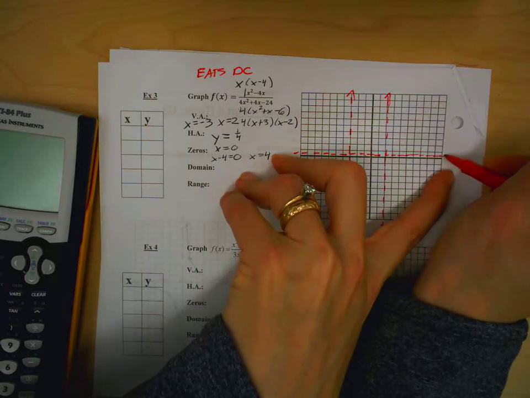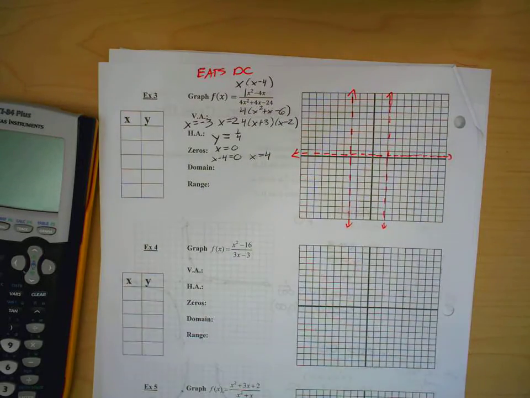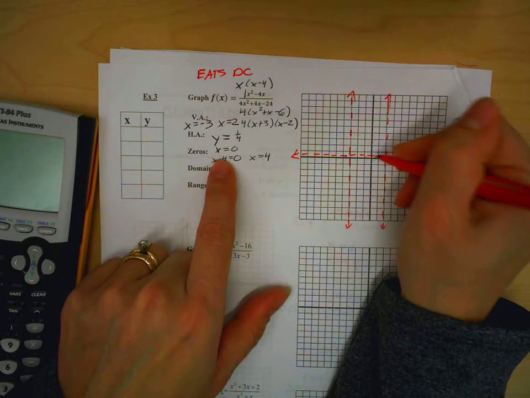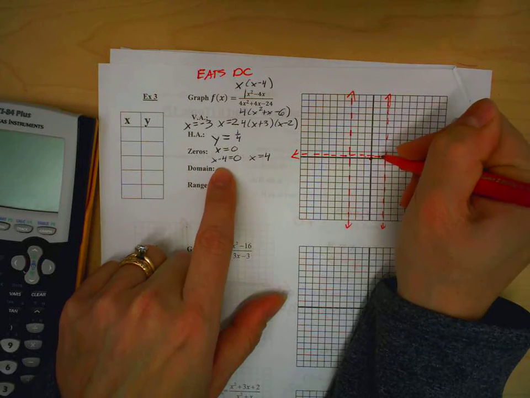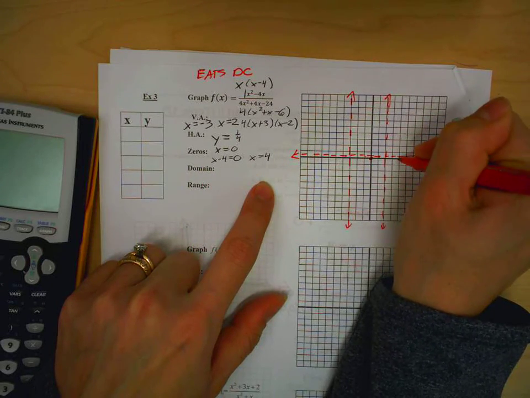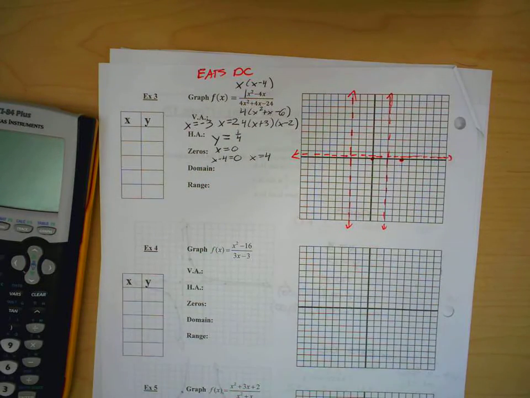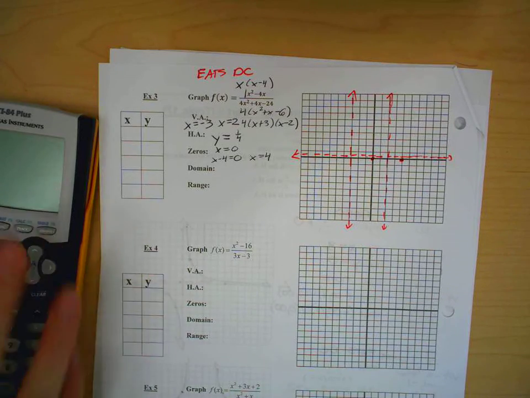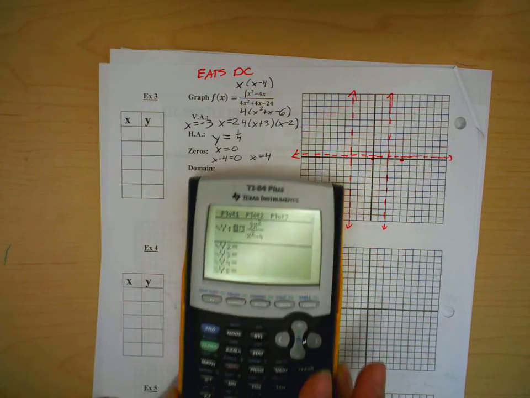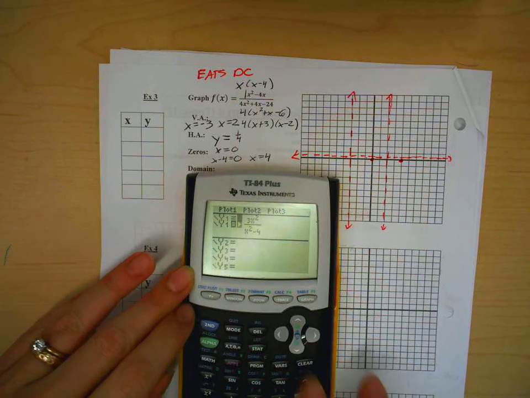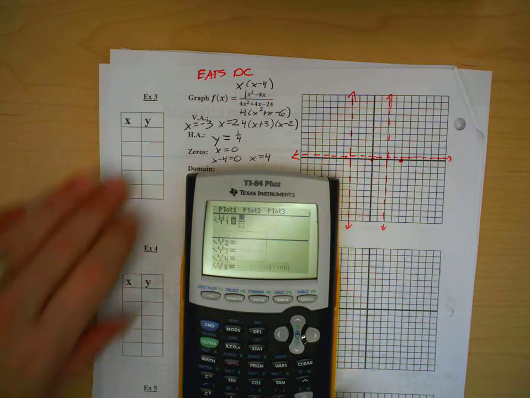Not that big. So there's my vertical asymptotes, my horizontal, and we have a 0 at x equals 0, so right here, and at x equals 1, 2, 3, 4, right there. All right, time to get some points. So alpha y equals enter.